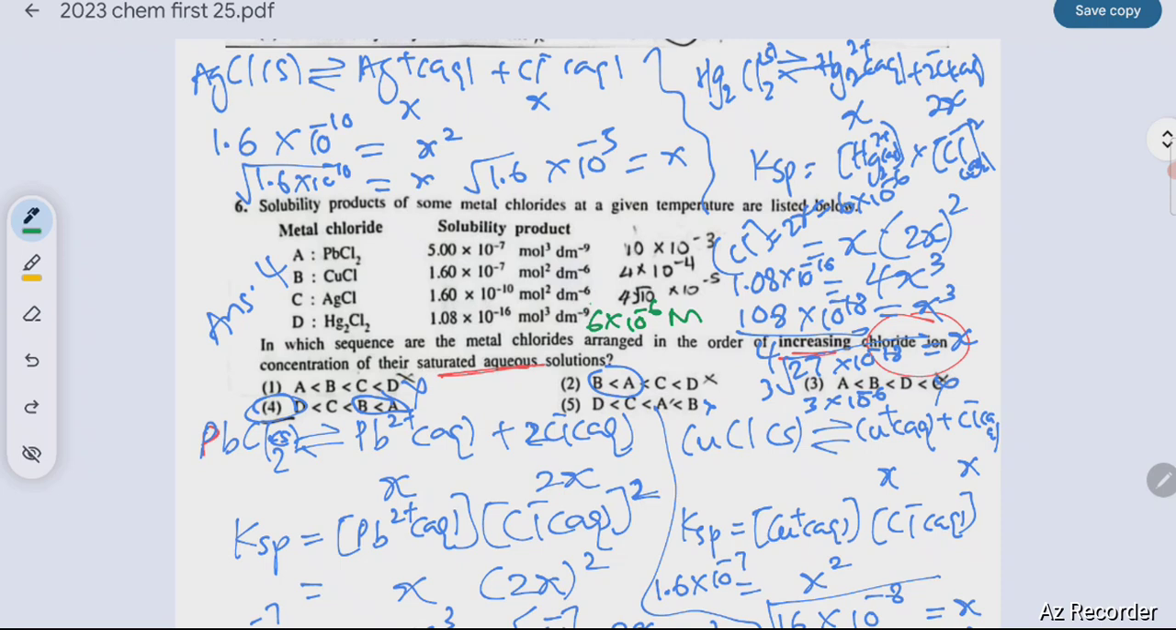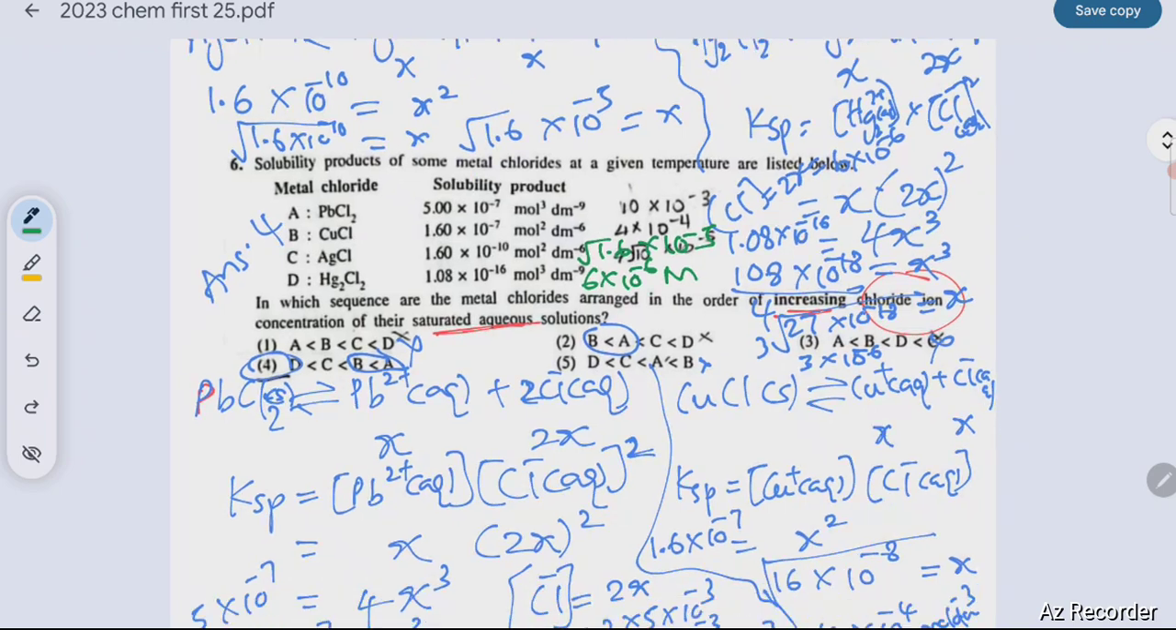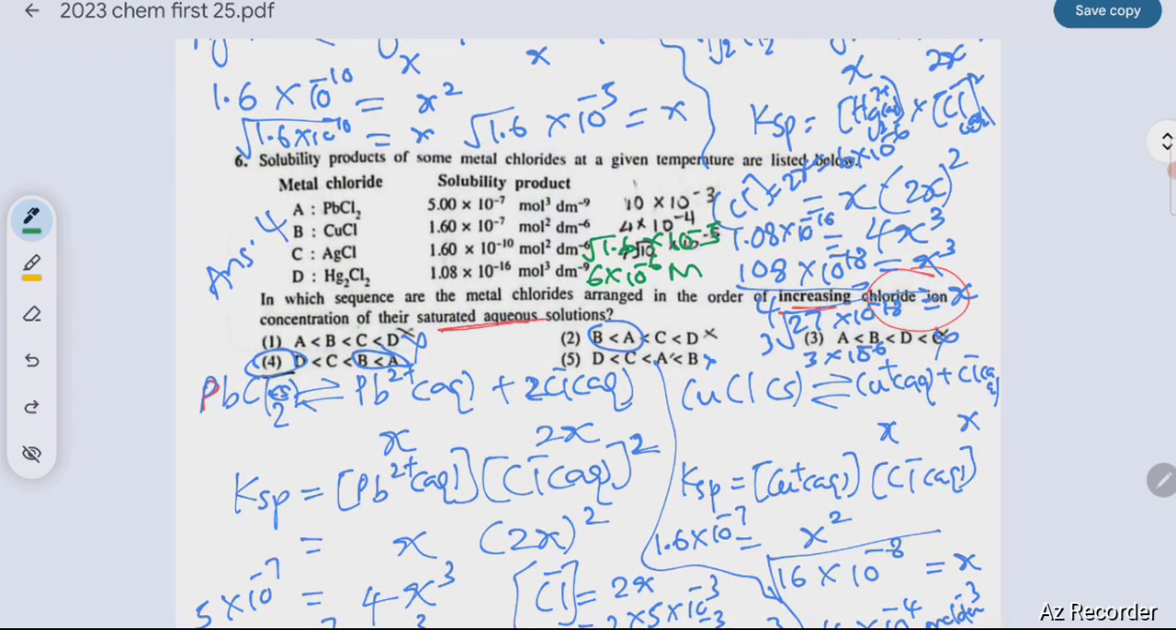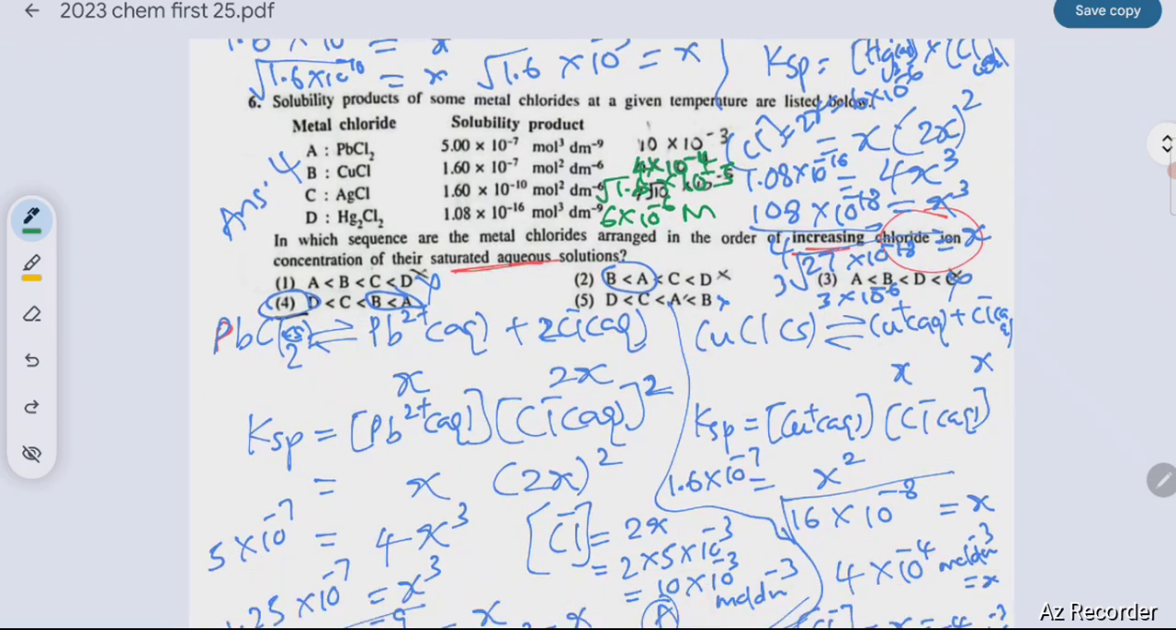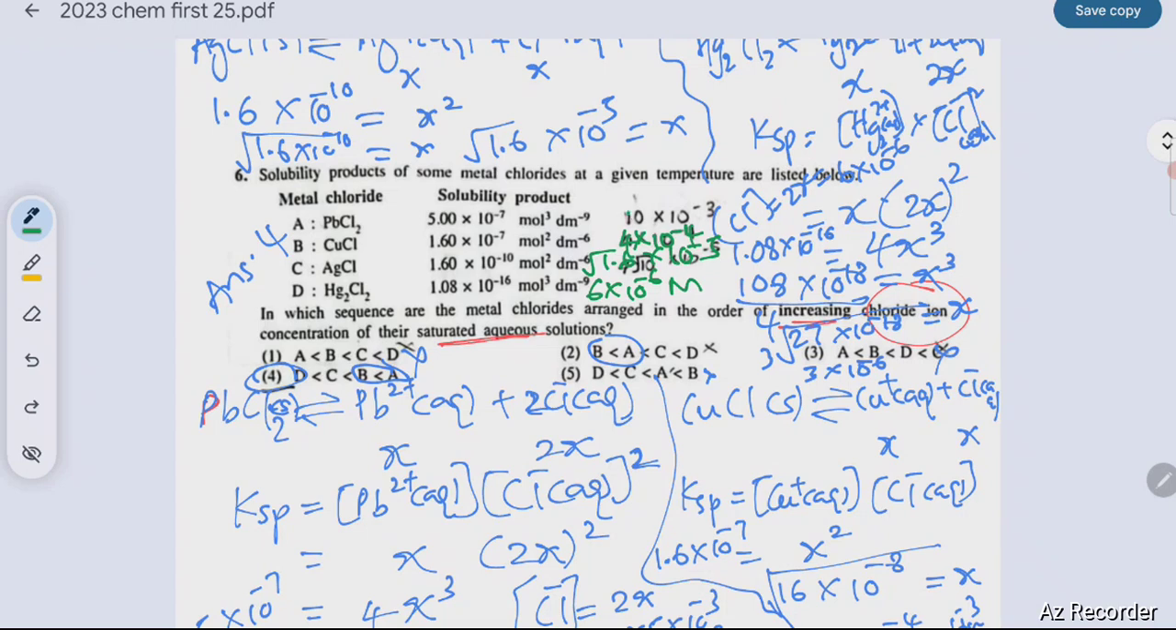For C we got root 1.6 into 10 to the power minus 5. Then for B we got 4 into 10 to the power minus 4. And for A we got 10 into 10 to the power minus 3. Right? So we can go with answer 4.